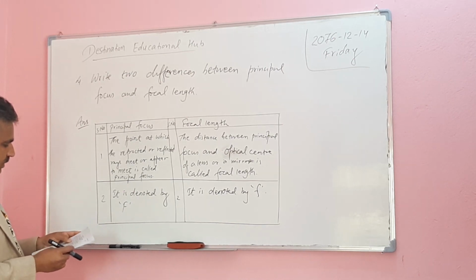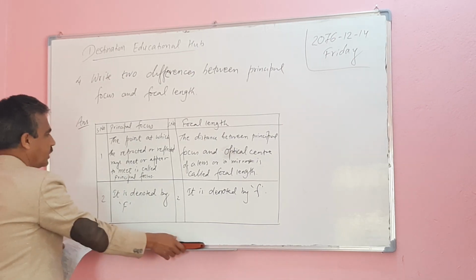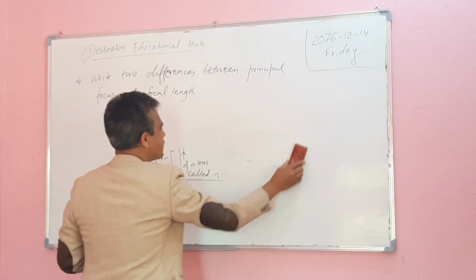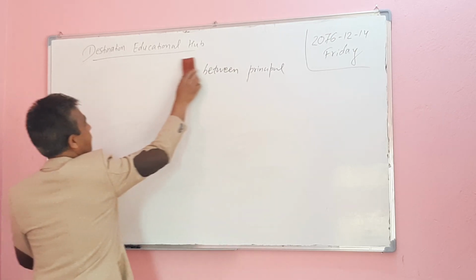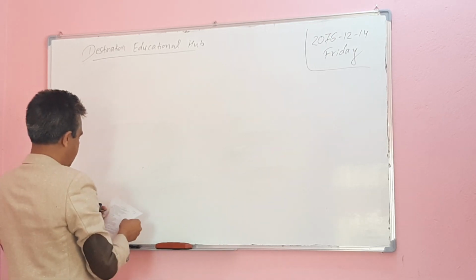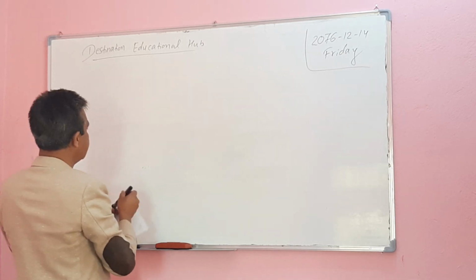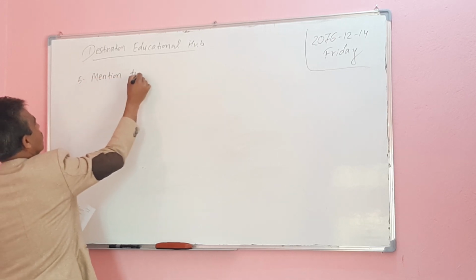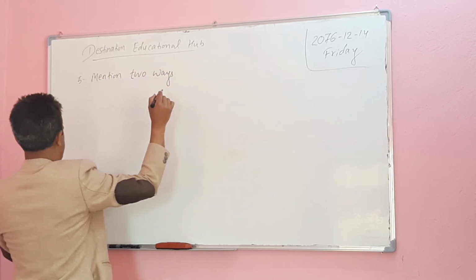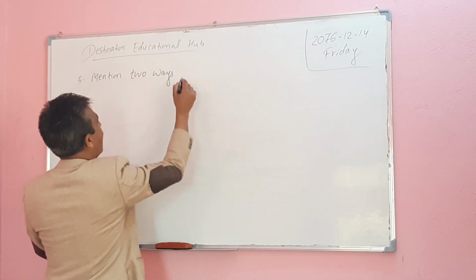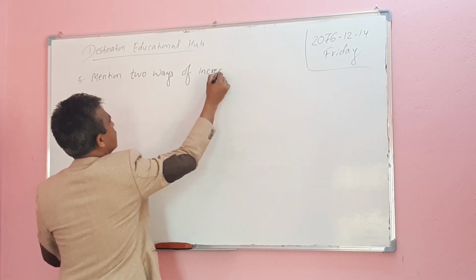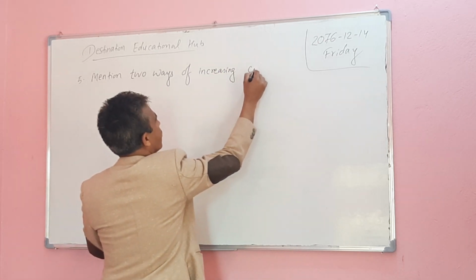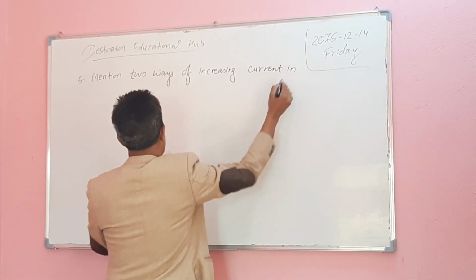Now we are in question number 5. Let me rub it out. Question number 5 says, mention 2 ways of increasing current in a generator.